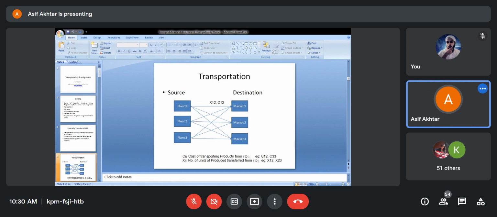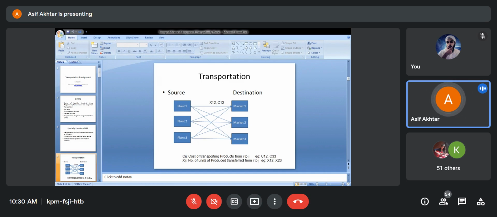Now, let's see the style of writing. You will see two symbols here, X and C. Now, I hope you understand. X always represents the number of units, the quantity. So X represents the quantity and capital C represents the cost incurred in transporting goods from source to destination.